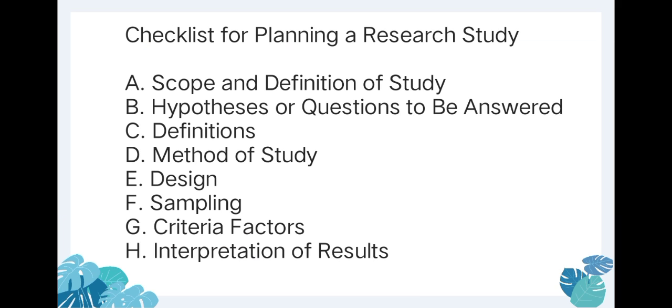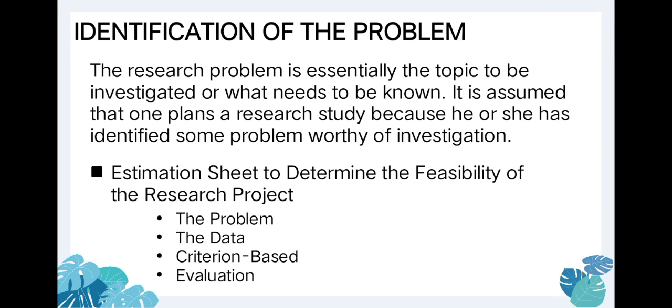Checklist for planning a research study. A. Scope and definition of study. B. Hypothesis or questions to be answered. C. Definitions. D. Method of study. E. Design. F. Sampling. And the last ones, criteria, factors, and interpretation of results.